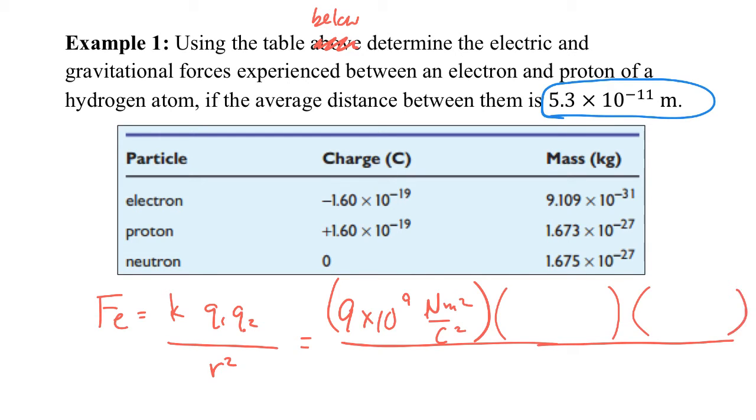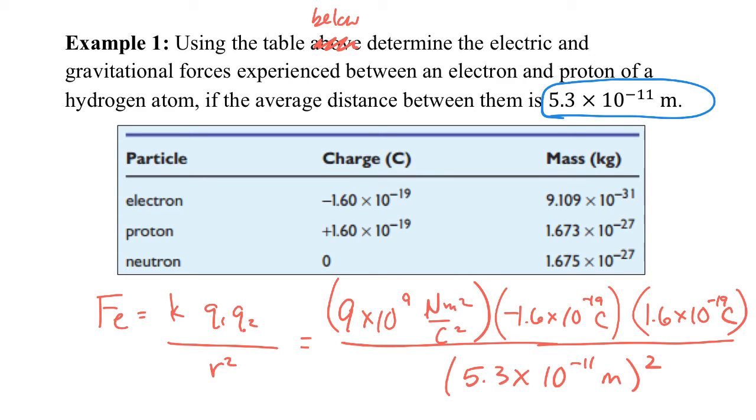Times the charge on each. Okay, so we've got negative 1.6 times 10 to the negative 19 coulombs, and then positive 1.6 times 10 to the negative 19 coulombs, all over the distance between them squared, which is given in the problem. You don't have to know these numbers. You have to be able to understand what they mean and what goes in what spot, but none of these numbers need to be memorized. This is given in the problem.